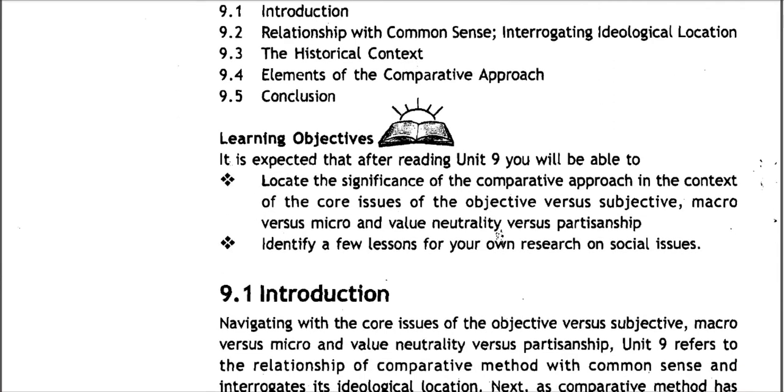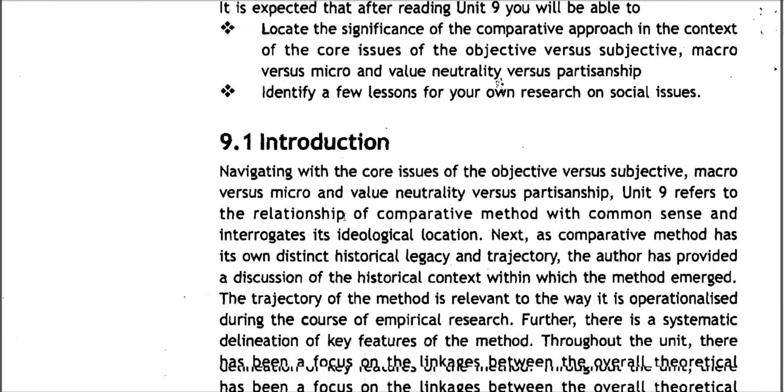It is expected that after reading Unit 9, you will be able to locate the significance of the comparative approach within the context of the core issues of objective versus subjective, macro versus micro, and value neutrality versus partisanship. Identify a few lessons from your own research on social issues.